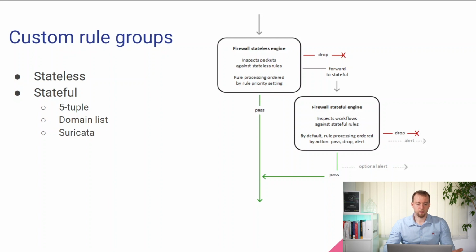You can see a diagram here with the rule engine. First, the packet goes through the stateless rule engine, and if it doesn't match any predefined rules, then the packets will go through the stateful rule engine, and it can drop or pass the packets along with the stateless engine.